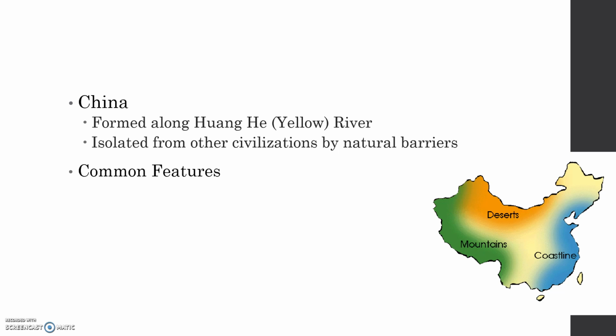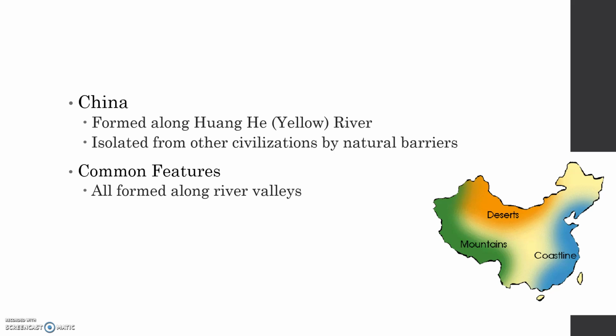Now, some common features among all of these ancient river valley civilizations. As I said, obviously they all formed among river valleys. Rivers allow for trade, they allow for transportation, but most importantly, they allow for irrigation. They allow for water for the crops.